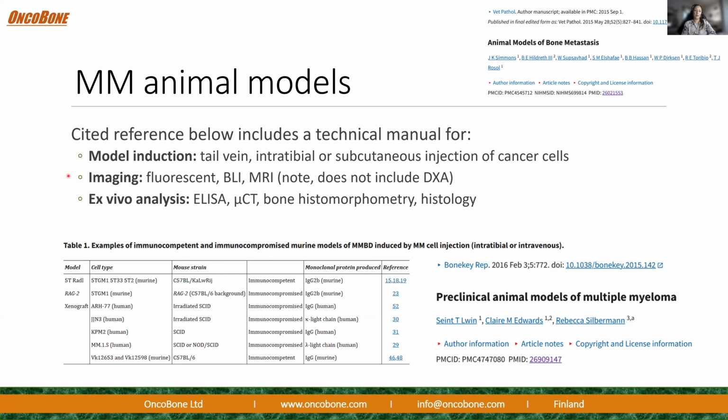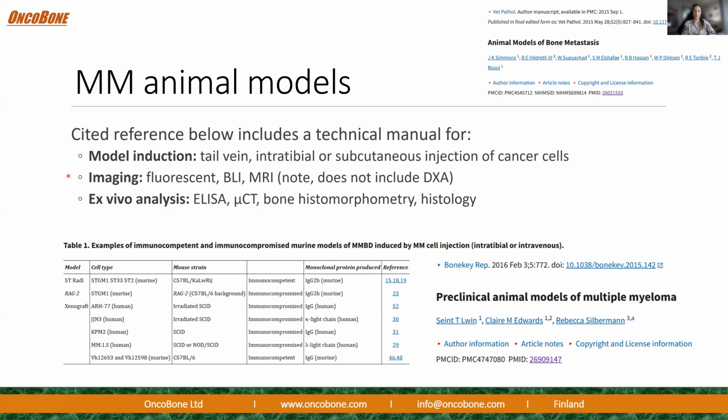In regards to imaging, this paper highlights the use of either fluorescence or bioluminescence imaging, and the choice of method depends on what kind of cancer cells you are using. If they have a fluorescent tag, then you can do fluorescent imaging. If they have been transfected with luciferin, then you can go with bioluminescence imaging. The last choice here is MRI, and these methods are basically just to see how the tumor is growing in the animals, not giving content on what's happening to the bone.